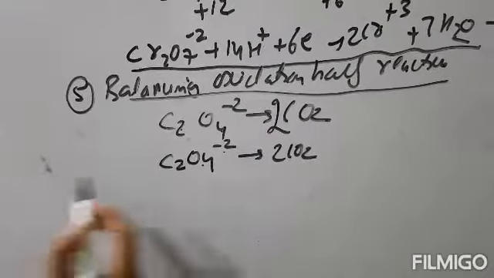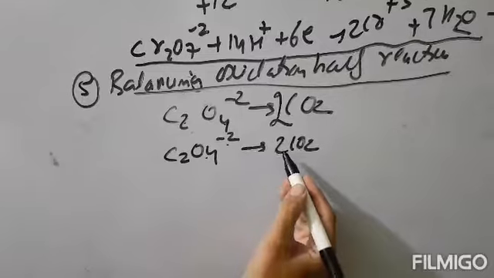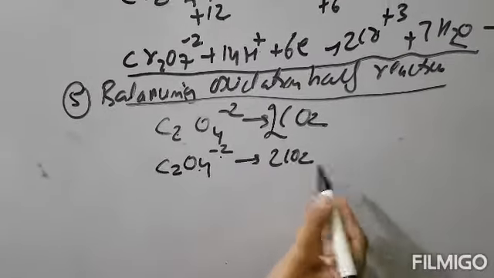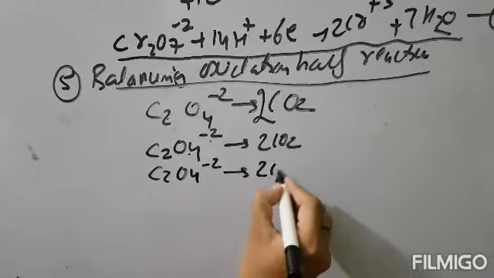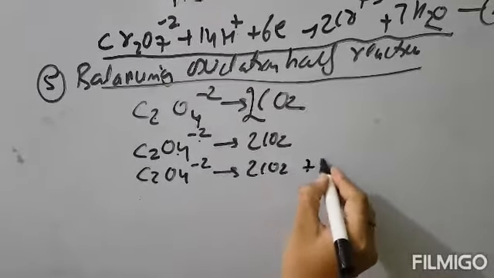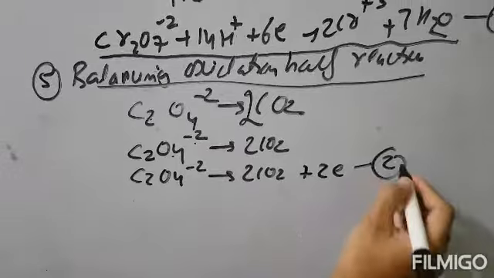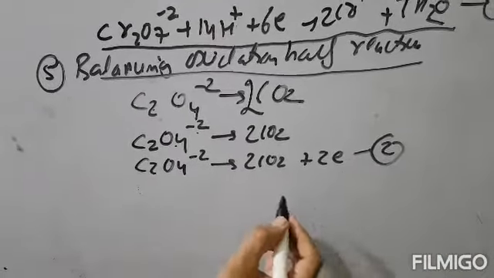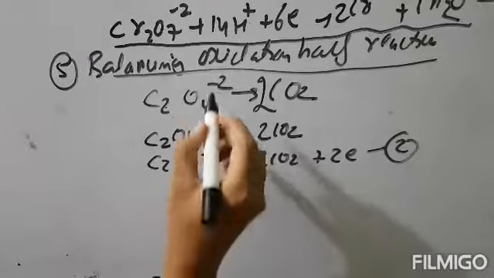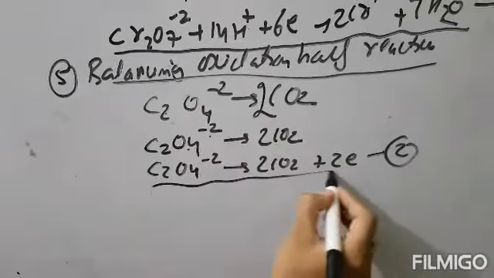Now on the right hand side, there is no charge. So therefore, we are going to add 2 electrons on the right hand side. So we'll get C2O4 2- giving 2CO2 plus 2 electrons. This is our second equation. Now balancing the electrons lost and gained in the reduction half and oxidation half. This is our oxidation half, this is our reduction half.